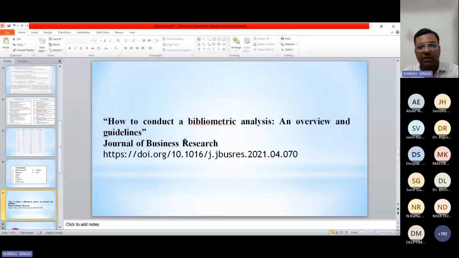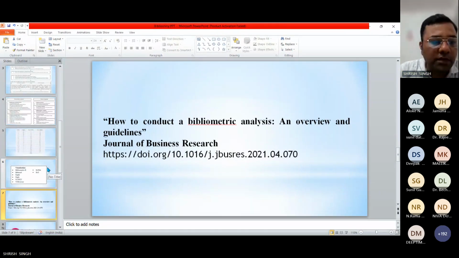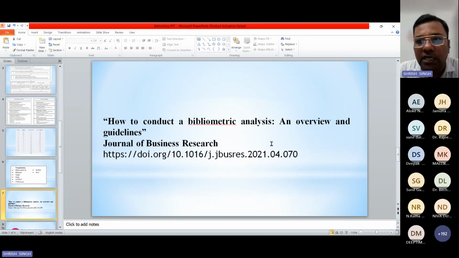It is an open access paper, and you can easily find it through Google Scholar or through the net, right? So this is all basically related to bibliometric analysis. Now I want to come to the main topic for which we are here, that is the BiblioShiny tool.